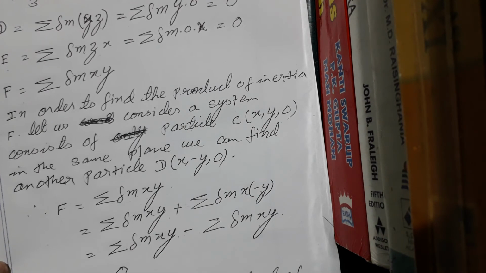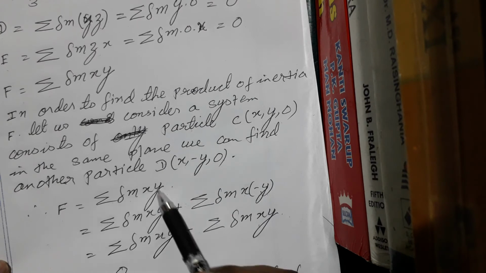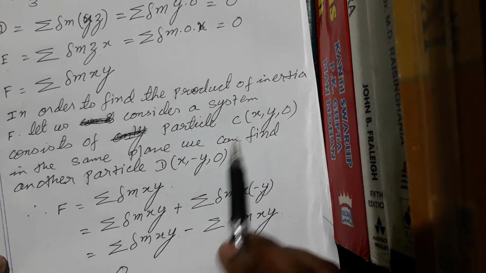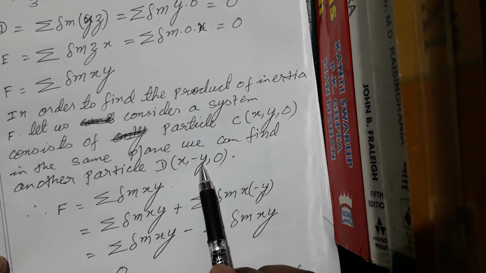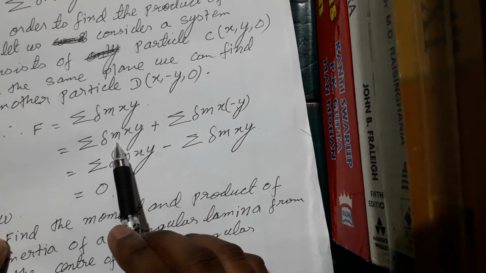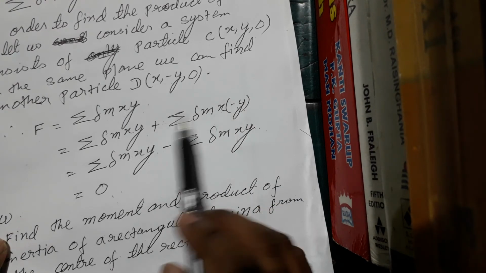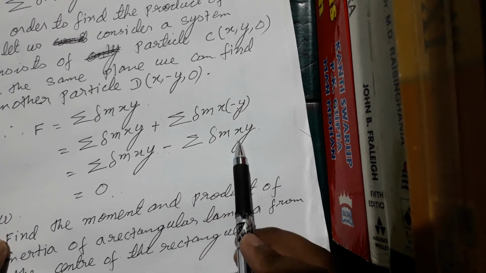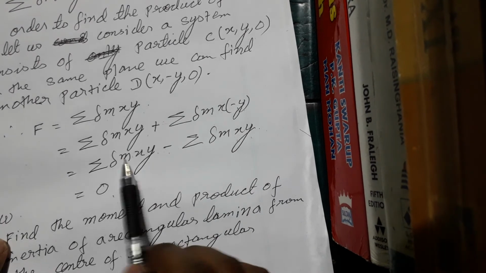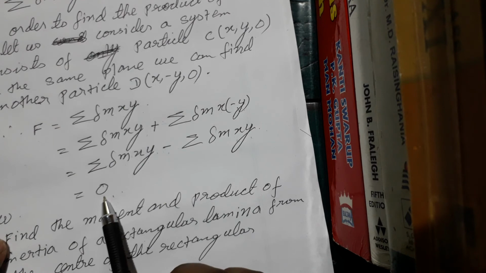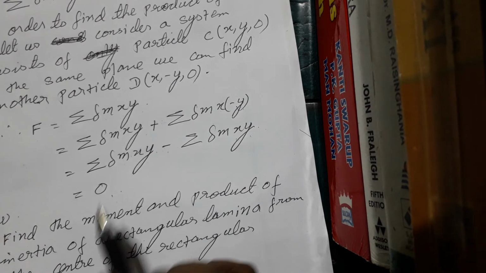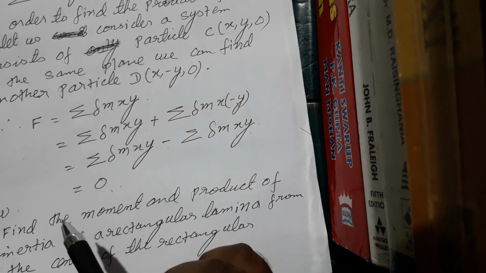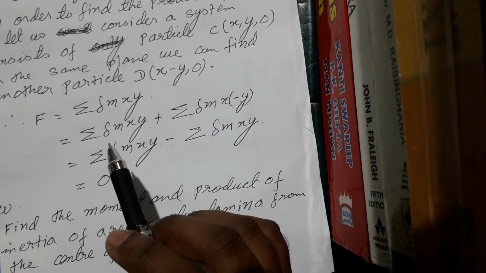Now we'll find the product of inertia for the point C. That is nothing but x into y, so we have delta m x into y, and for the other particle we have x into minus y. So we get summation delta m x y, and here plus into minus gives minus summation delta m x y. These two will cancel, and we get nothing but 0. So that is the product of inertia about the zx plane. This is the product of inertia and the moment of inertia about the corner of the rectangle.